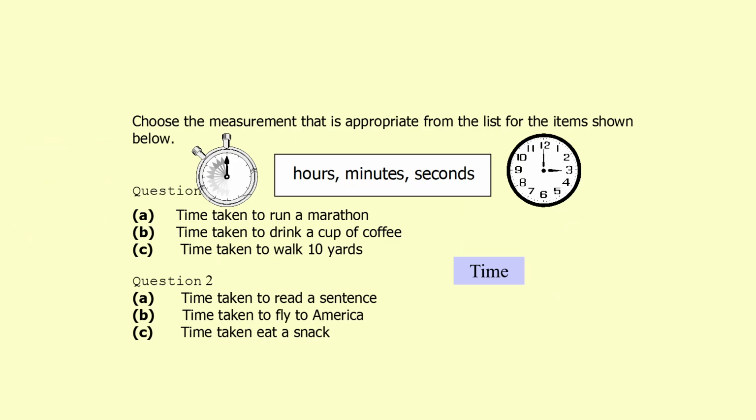Okay, and this time we're going to look at time. So, we're going to choose which measurement is appropriate. We've got hours, minutes and seconds. So question 1, ABC, and then question 2, ABC. So hit pause, have a go. When you're ready, hit play and we'll go through them together.